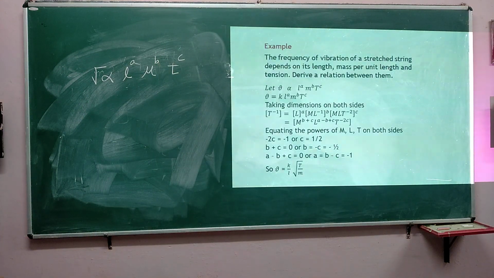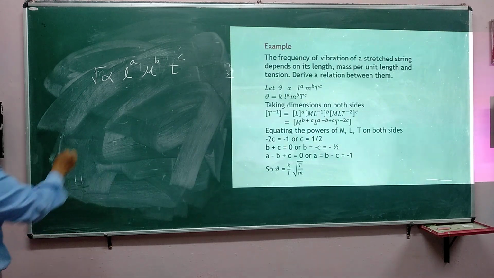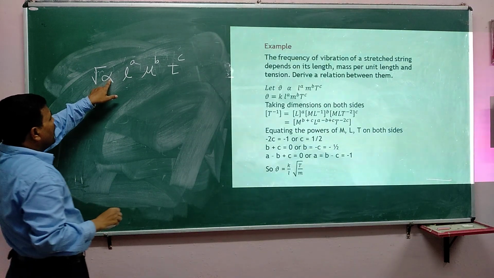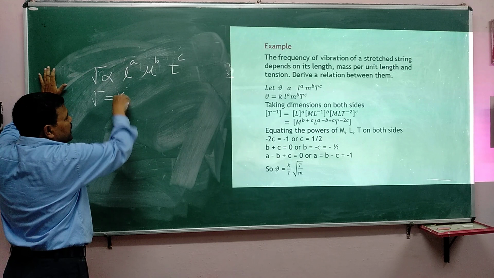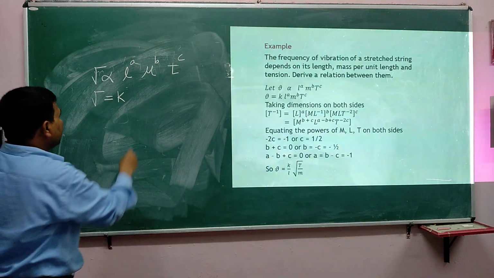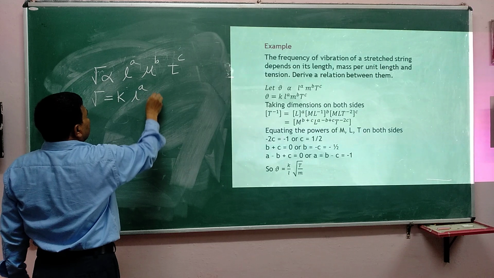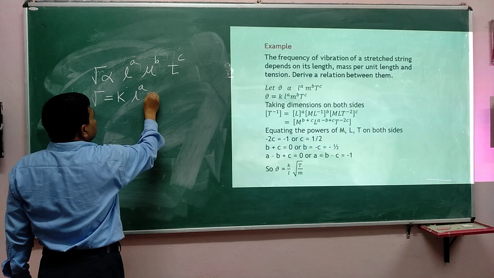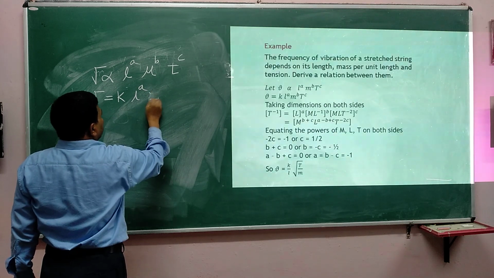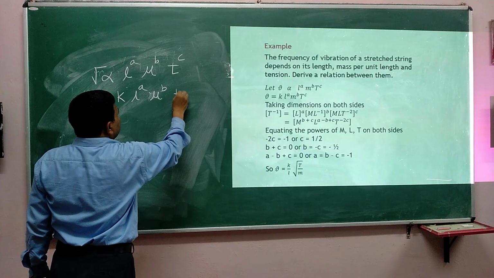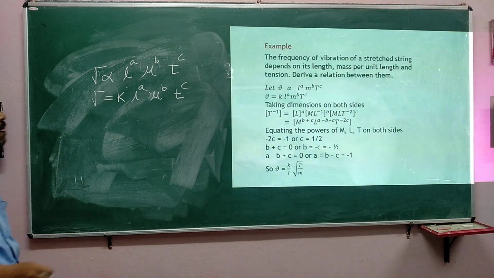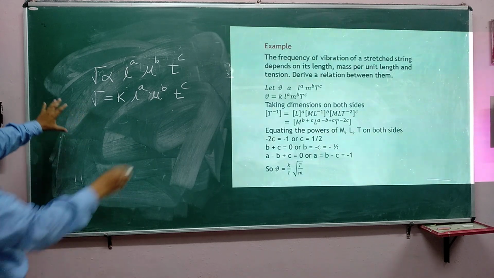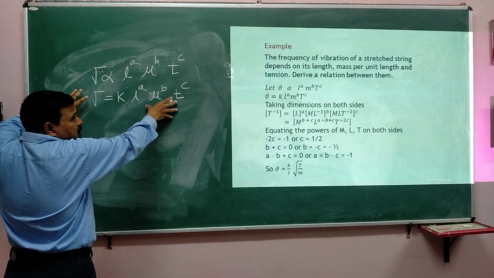So frequency is equal to some constant. I will write this constant as K. Then L raised to A, then mu raised to B, and T raised to C. Fine. Now let us write the dimensional formula of both the sides.